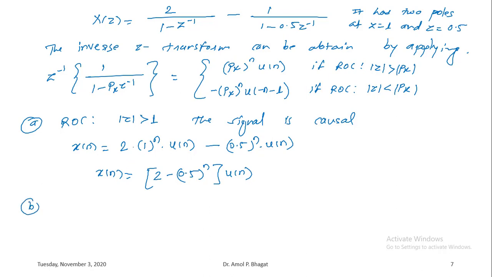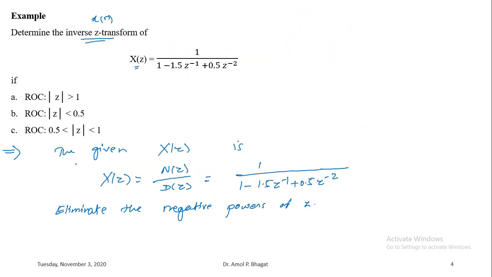Now the second condition. What is the second condition given here? So it is ROC mod z less than 5.